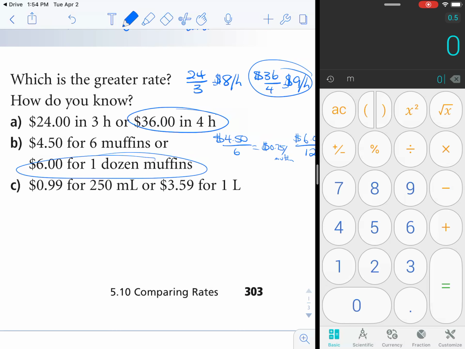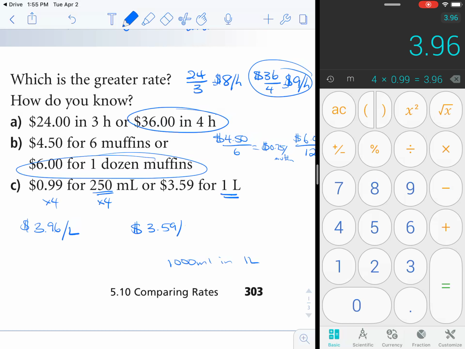Okay, this last one's a little bit different because this is in a liter and this is 250 mils. Now there's 1,000 milliliters in 1 liter, which means if you multiply this by 4, you get 3.96. So 4 times 99 cents, 3.96. That'd be $3.96 per liter. And this is already in that same form, $3.59 per liter. So the greater rate, this would be more expensive. Okay, so that's your greater rate.